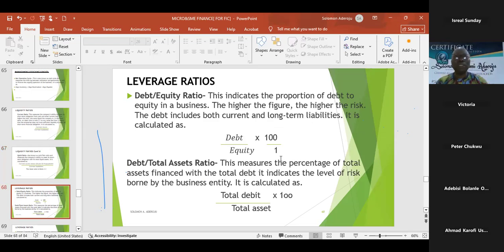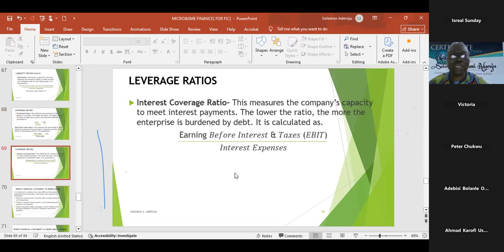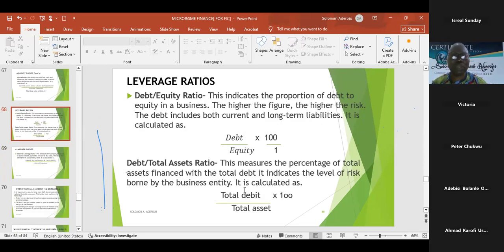So leverage talks about financing structure. Who finances more? And we have some ratios there too. Debt to equity, we want to see which one is more. Is it debt? Is it equity? Then debt to total assets talks about who contributes to the total assets of the business. Is it the outsider or insider? So the formula for that is debt to total assets. It measures the percentage of total assets financed with total debt. So what is the contribution of total debt, that's creditors, to the assets of the business?